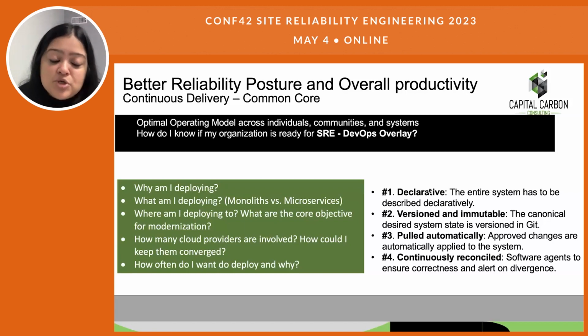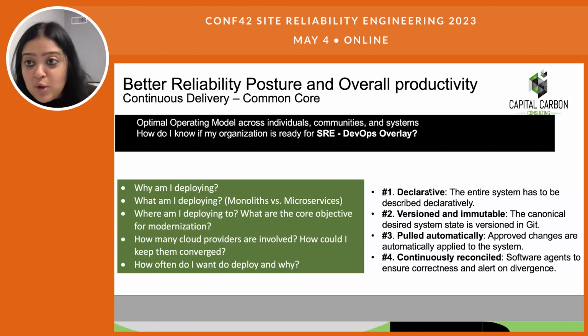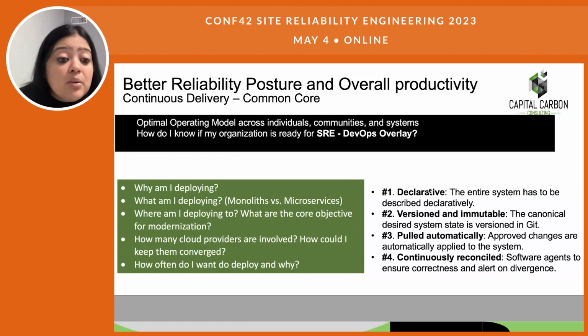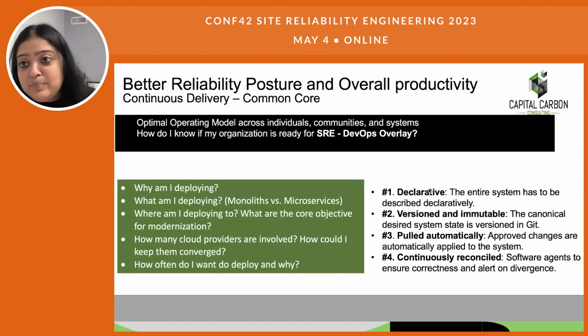First of all, the main business objective: why are we deploying, and what is our mission, vision, what kind of applications are we deploying? Are they monolithic or microservices? Where are we deploying these applications? What are the core objectives for modernization? How many cloud providers are involved? How could we keep them converged? And lastly, how often do I want to deploy and why?